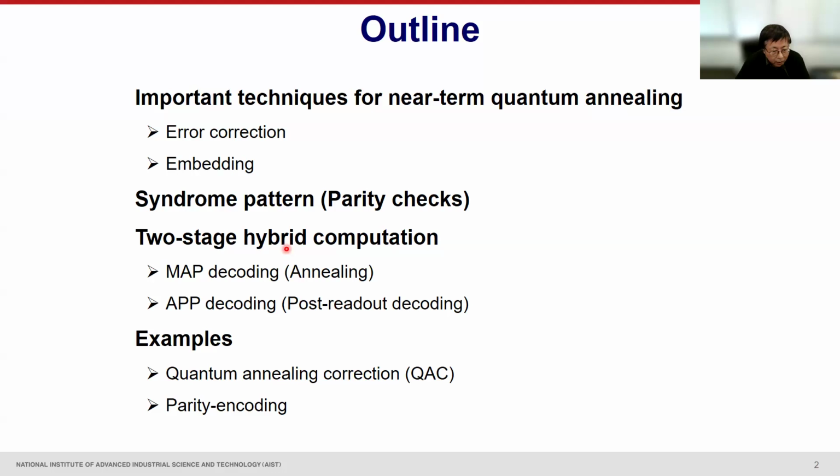Then we explain the scenario considered in my paper, that is two-stage hybrid computation comprised of MAP decoding in the first stage, that is annealing, and APP decoding in the second stage, that is the post-readout decoding. Finally, we explain two examples for two-stage hybrid computing. The first one is quantum annealing correction, and the second is parity encoding.